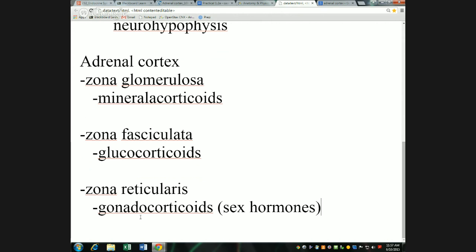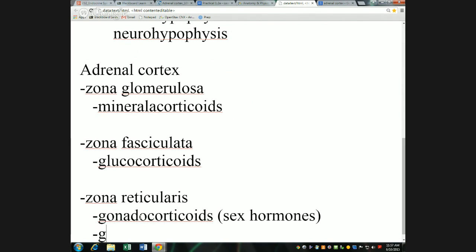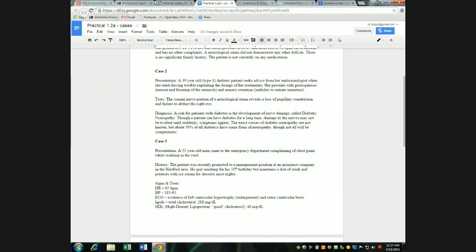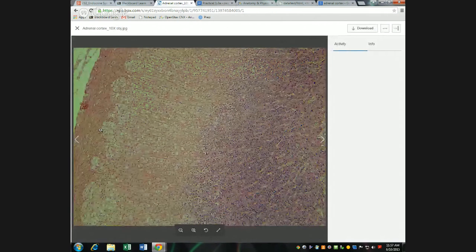Now, there's a little quirk about the zona reticularis, which is that it also makes glucocorticoids. And that little quirk actually shows up in the anatomy. So let me go back to this picture here. There's a very distinct line separating the zona glomerulosa from the zona fasciculata. But the line between the fasciculata and the reticularis is a little vague. Okay, sort of blends together. We can't draw a really obvious line between them like we can here.